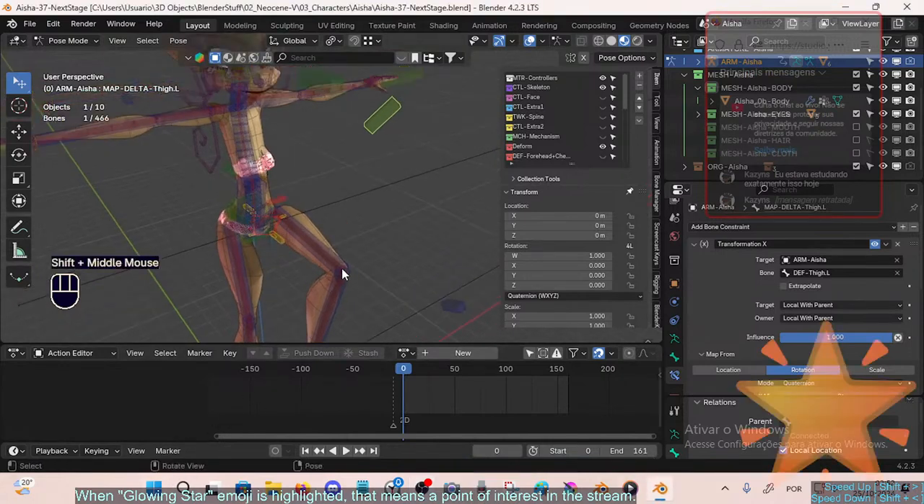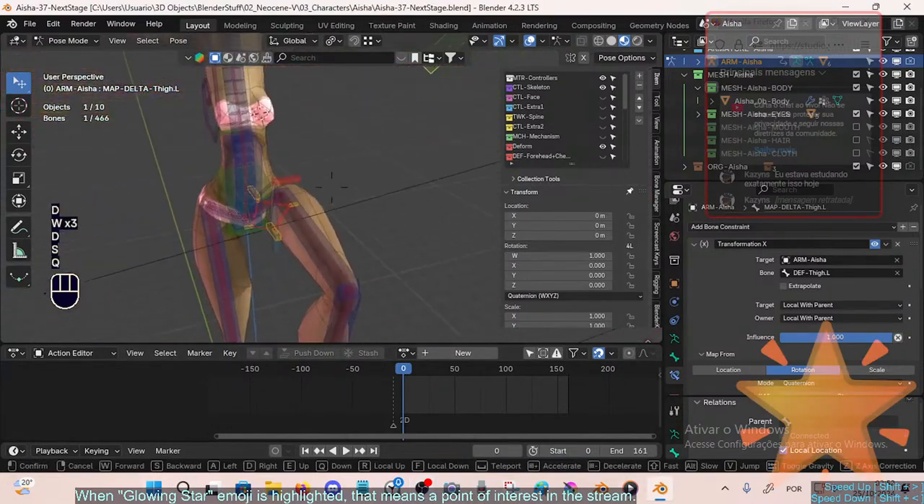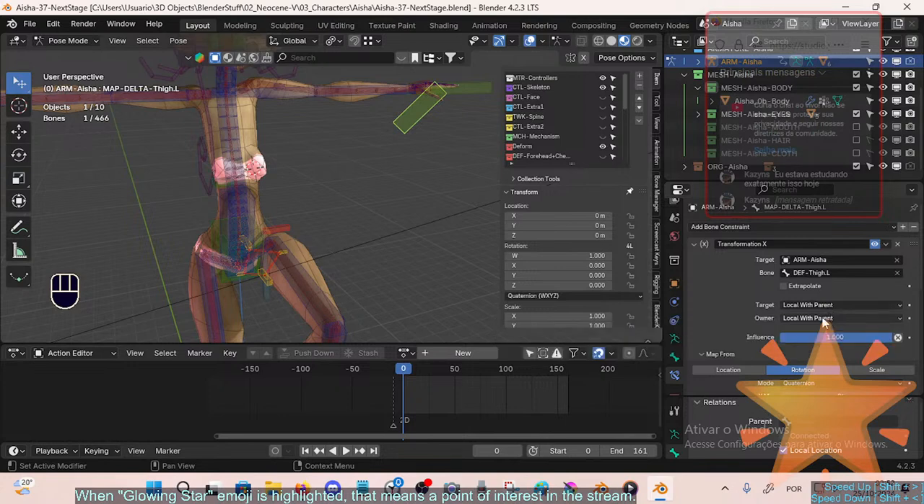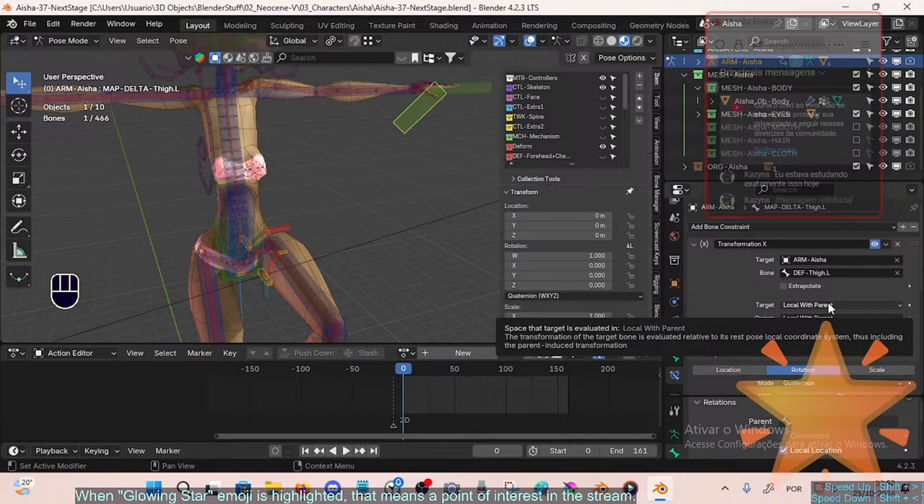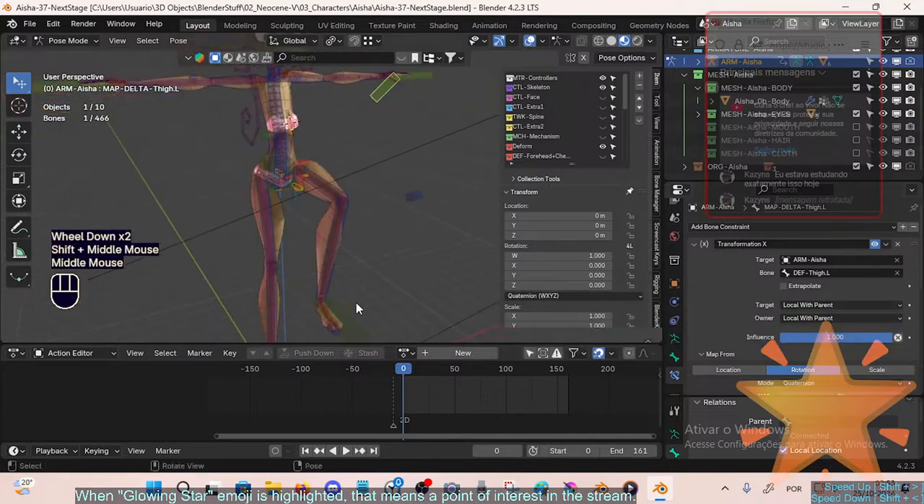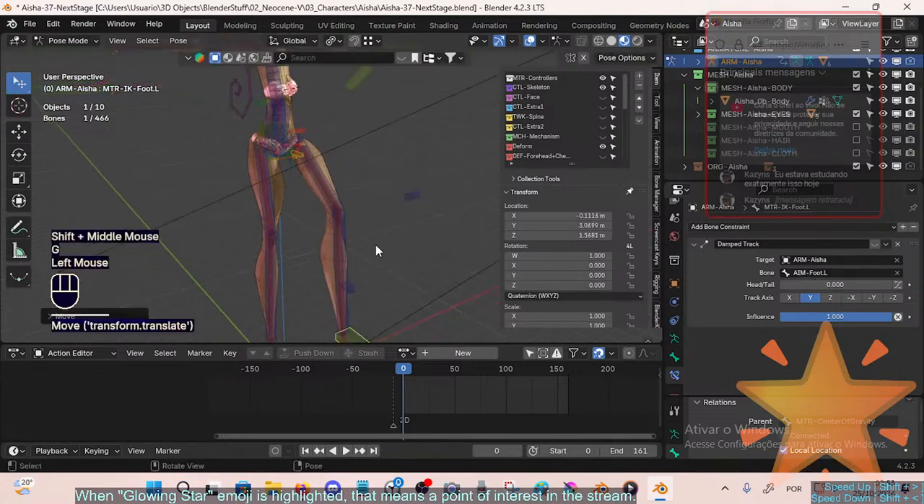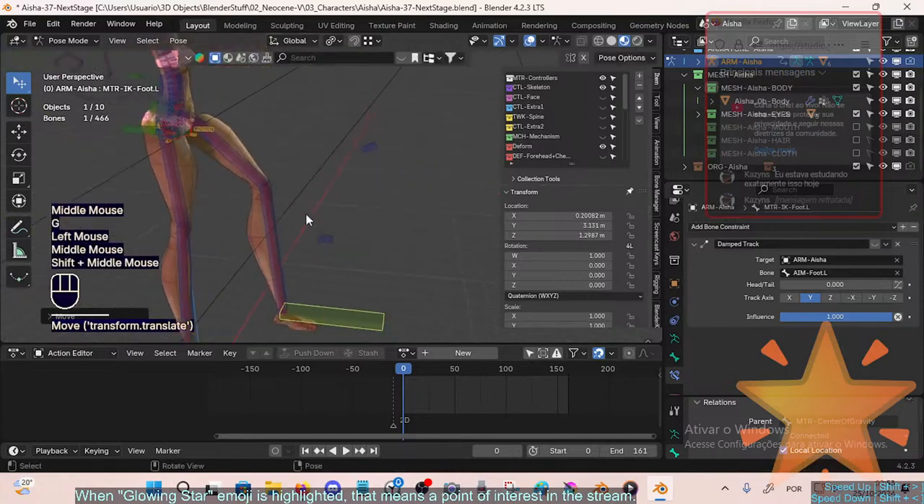So folks, 2 years rigging, I didn't know that. So, local with parent. Read this description. Do you know how to use this stuff? "The transformation of the target bone is evaluated relative to its rest pose local coordinate system, thus including the parent-induced transformation." Okay, so what is very bad in Blender, not bad if we don't know how things work, but it's not intuitive, right? So it's bad.